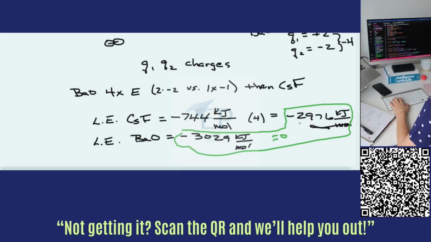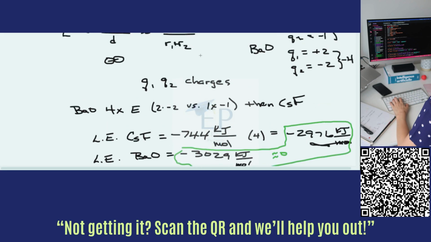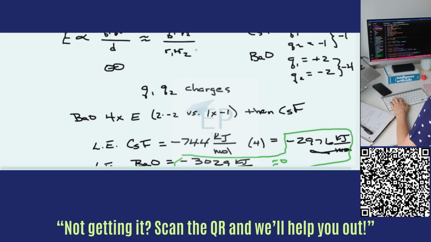And so the difference between these two numbers now has something to do with the radii, but mainly it has to do with the charge.